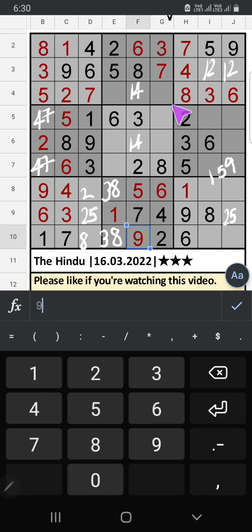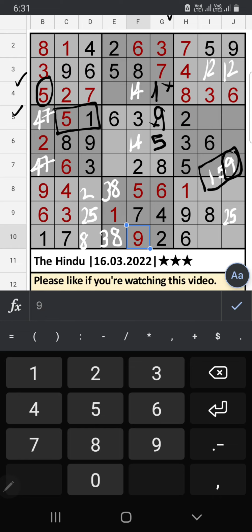Column G, 3 numbers are remaining: 1, 5, 9. 5th row, we have 1 and 5. So 1 and 5 can't come in this cell. They will come in another 2 cells. Then only 1 number is remaining, 9. 9 is confirmed here. 4th row, we have 5. So 5 can't come in this cell. 5 is confirmed here. Then 1 is here. 4th row, we have 1. So 1 can't come in this cell. 1 is confirmed here. Then 4 is here.